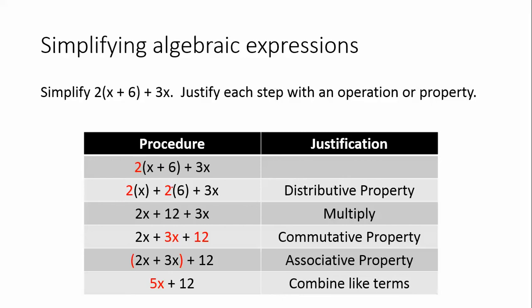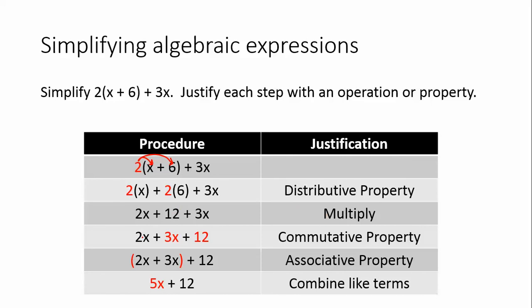So what you need to do is go through a series of steps and justify how you were able to do each step. So from the original problem down to the second step, you can see that the distributive property has occurred: 2 times x plus 2 times 6. So the justification is the distributive property. Then from step 2 to 3, we have 2x plus 12 plus 3x. You can see multiplication occurred, the 2 times 6. So we multiplied.